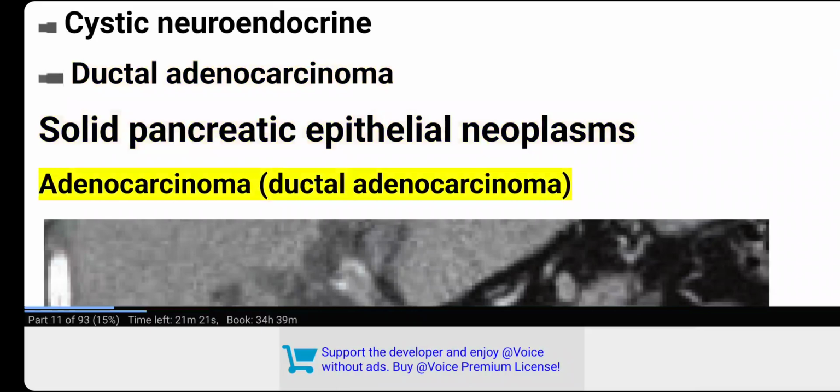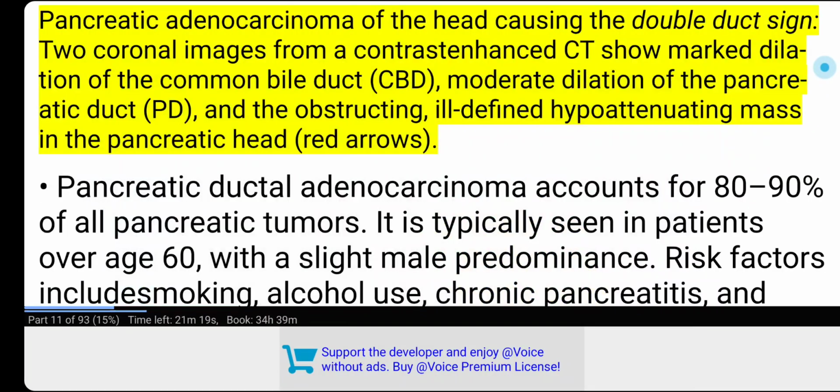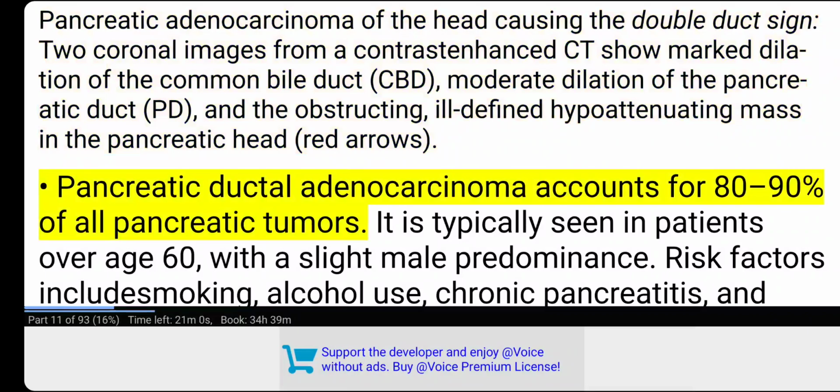Adenocarcinoma. Ductal adenocarcinoma. Pancreatic adenocarcinoma of the head causing the double duct sign. Two coronal images from a contrast-enhanced CT show marked dilation of the common bile duct (CBD), moderate dilation of the pancreatic duct (PD), and the obstructing, ill-defined hypoattenuating mass in the pancreatic head (red arrows). Pancreatic ductal adenocarcinoma accounts for 80 to 90% of all pancreatic tumors.